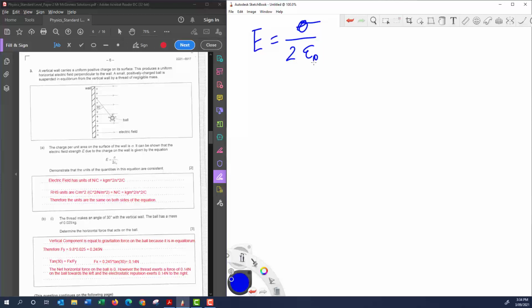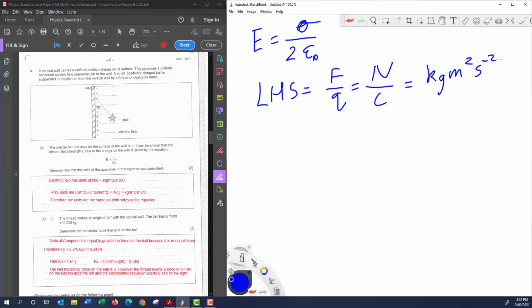So really this is a topic 1 question. Let's have a look. It's good to do the left-hand side and the right-hand side and show they're the same. So let's start with the left-hand side. The units are, so electric field is essentially force per charge, so this is newtons per coulomb. And then a newton is a kilogram metres squared per second squared, and that's all over coulombs, so coulombs to the -1. So that's our left-hand side.